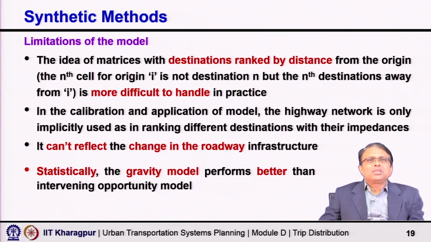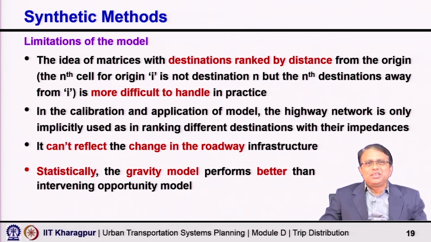So, there are limitations as well. As I said, the data with destinations ranked by distance from origin is more difficult to handle in practice, because the order is very important. It is not like any ij giving the distance and I will use a gravity model, that kind of thing you cannot do. So, this order of closeness is very, very important, and sometimes it is confusing and difficult as well. In the calibration and application of the model, the highway network is only implicitly used. We are not directly using the travel time, but indirectly there is consideration, because we are talking about intervening opportunities in some form or other.